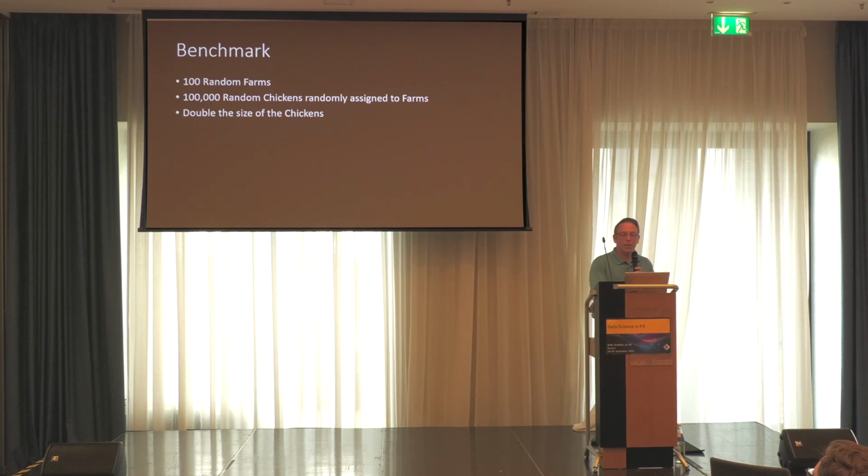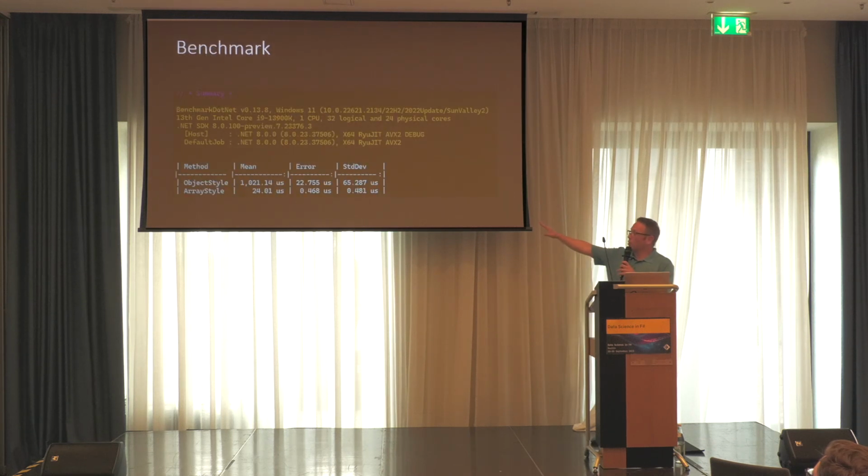So let's measure how long that takes. When we use that original object style that I described before, it takes 1 millisecond to double the size of the chickens. If we use the array style, it takes 24 microseconds. And this is because of the way we've laid out the data. It makes it easier for the CPU to speculate about what data needs to be brought in so it can double the size of it.